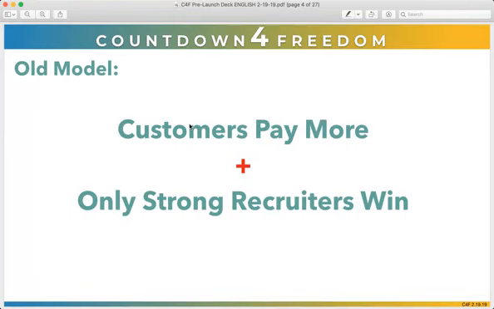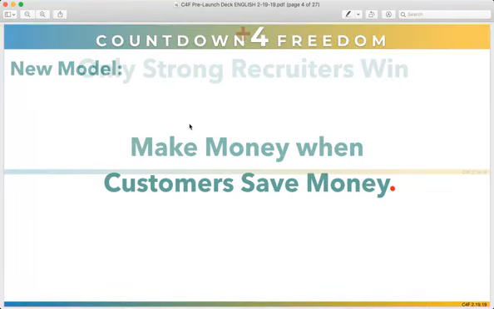So I called some people higher up in the company doing more, and I said, how do we deal with this? And they said, well, Walmart may charge less, but is Walmart going to pay you? And I thought, I'll buy into it, but in the back of my mind, it doesn't really seem all that kosher, but okay. The old model, customers pay more and only strong recruiters win, because you have to constantly be replacing customers. And when you're replacing customers, reps leave, and you're constantly replacing reps, only the strong recruiters win.